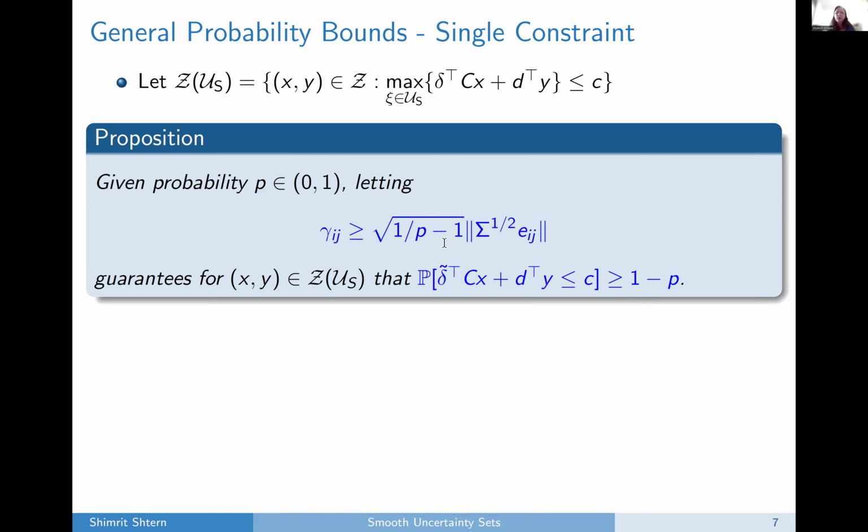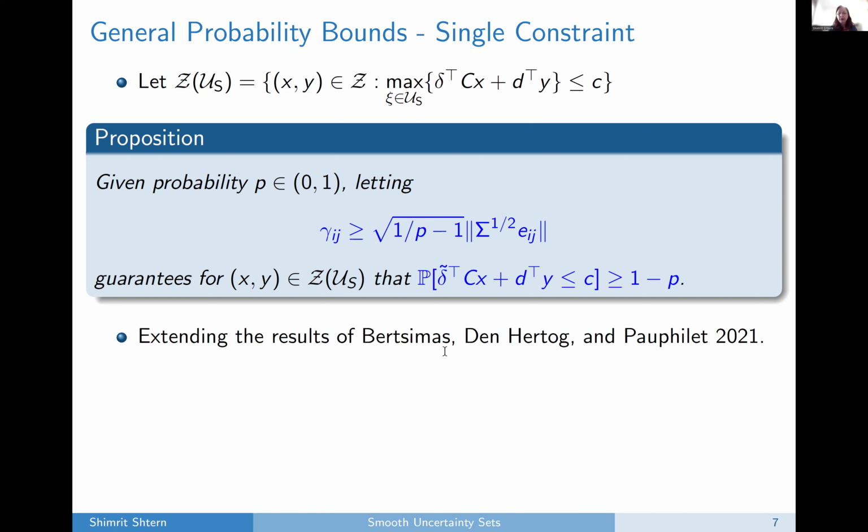And this guarantees that x, y that belongs to this nice set satisfies the constraints for a random delta with probability of 1 minus p. And this is actually an extension of the results by Bertsimas, Den Hertog and others on polyhedral sets from 2021, their paper about deriving probabilistic guarantees. And the main difference here is if we use their approach, we would get something that depends on the maximal eigenvalue of sigma. And so we have a more refined version here where it depends on this norm.